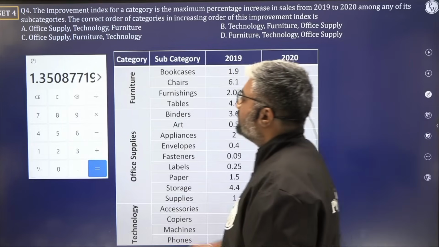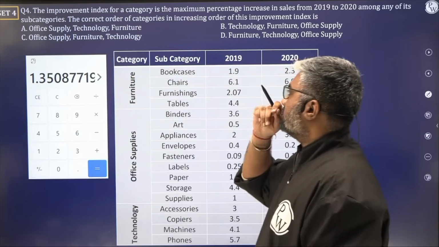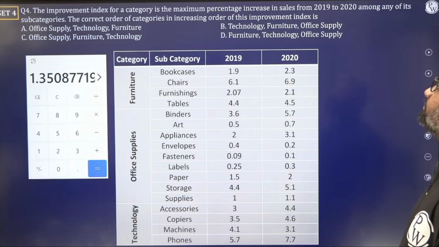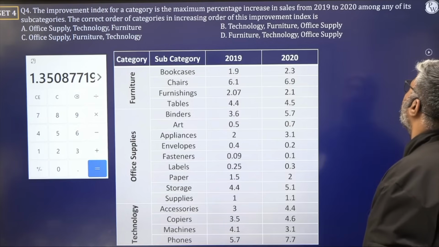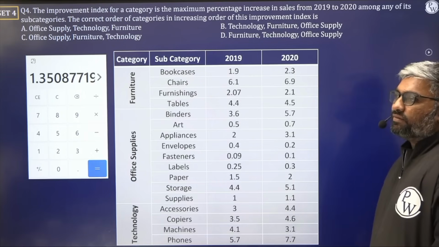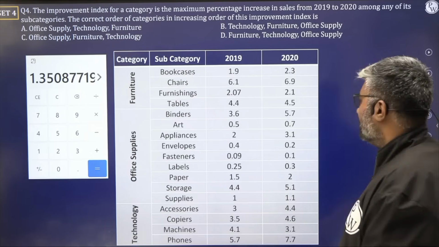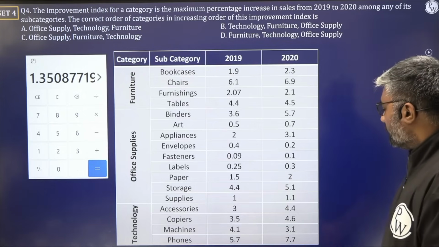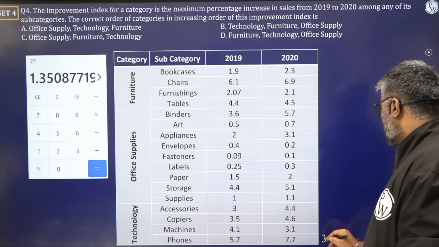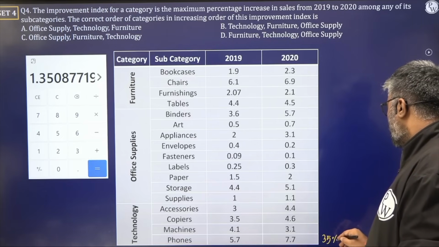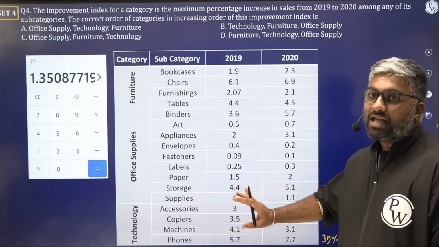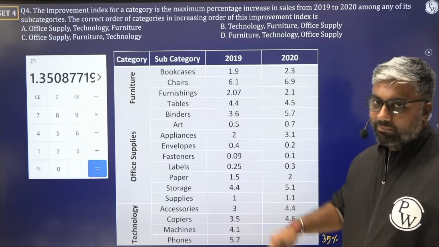So for the last question, what we have to do is we have to look at something called improvement index. That is, for a category, it is the maximum percentage increase in sales from 19 to 20 among any of its subcategories, right? So here we've somewhere seen 35% earlier, है ना? इसको रख के let's work on this. यहाँ पे हमने देखा 35%. Okay. Now we are looking at anything that could be more than 35 in the same category, and then keep that as the reference और बाकी का compare करके देखते हैं.